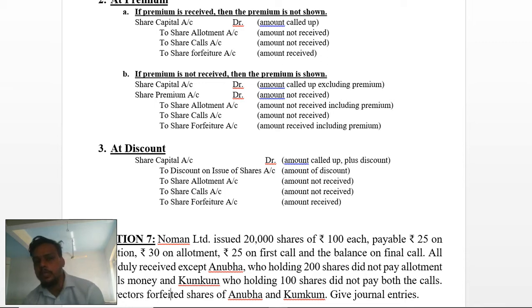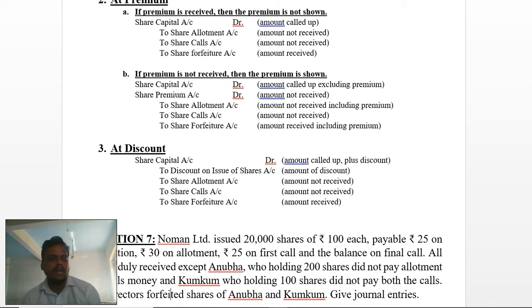Now, if the security premium has been asked by the company but it has not been paid by the shareholder, then the premium will be shown in this entry. Share capital account debit, the amount excluding premium. Here 10 rupees has to be mentioned for the particular share. Now security premium, if 2 rupees, 3 rupees, whatever the amount, has to be mentioned here where the amount was not received as security premium. Then to share allotment account, to share calls account, to share forfeiture account. This entry is for the premium.